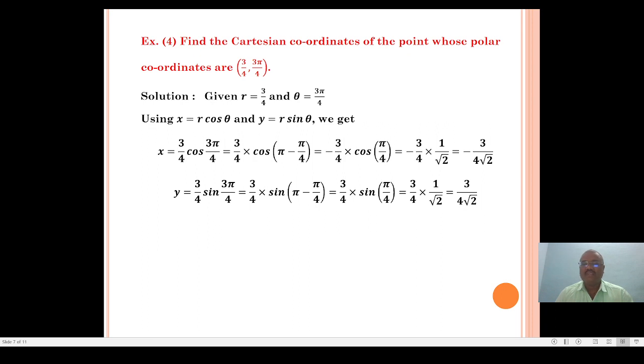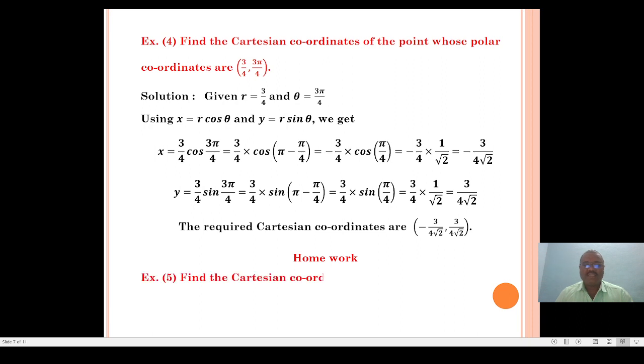The value of sine pi by 4 is 1 by root 2. So we get 3 by 4 into 1 by root 2, which equals 3 upon 4 root 2. And therefore the required Cartesian coordinates are (minus 3 upon 4 root 2, 3 upon 4 root 2). Now homework.